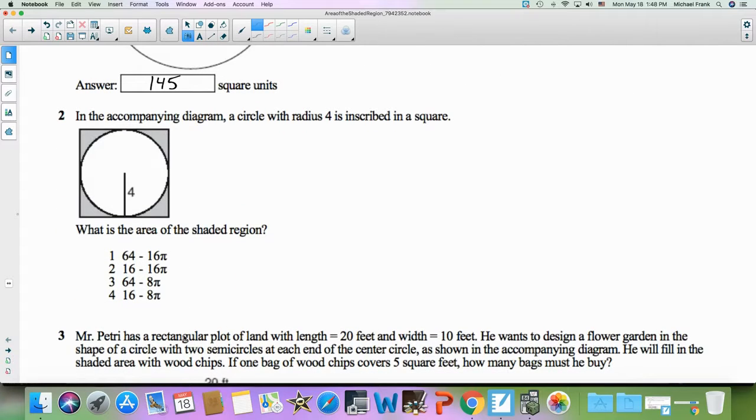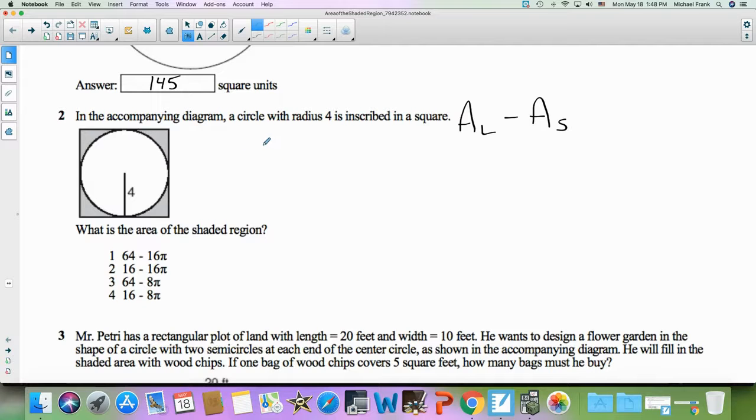Again, area, right? In the diagram, a circle with a radius of 4 is inscribed. Well, we know the circle is inside the square. Therefore, it's pretty simple to deduce that when we say the area of the larger minus the area of the smaller, in this case it means we'll find the area of the whole square and then subtract out the circle, which is the white part, which will leave the shaded region.